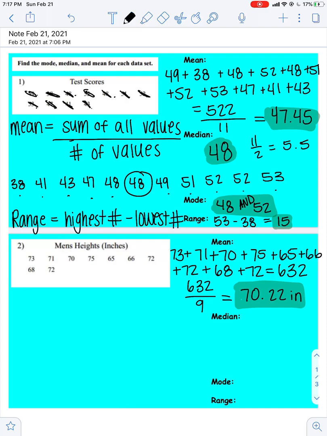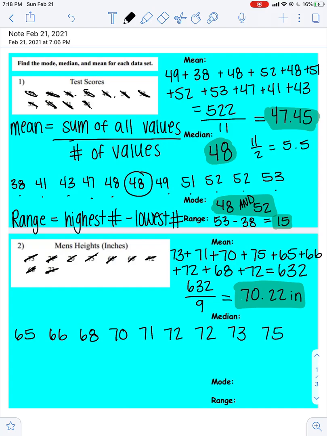Okay, so to do the median, we're going to put them in order from least to greatest. So looking here, 65 is the smallest number I have, so we're going to start with that. And then we've got 66, 68, 70, 71. We've got 72. We have that one twice. Then we have 73.